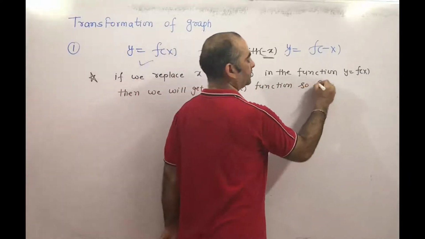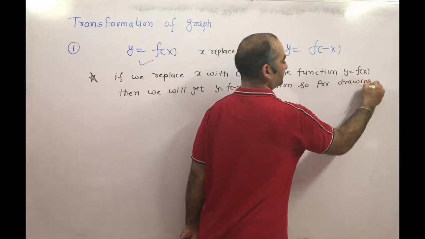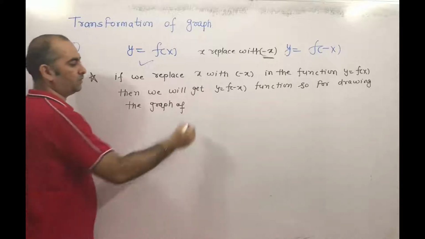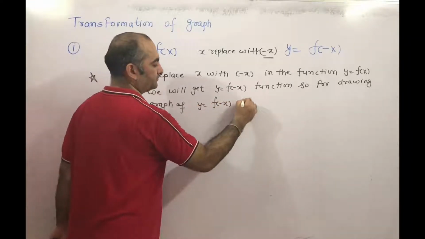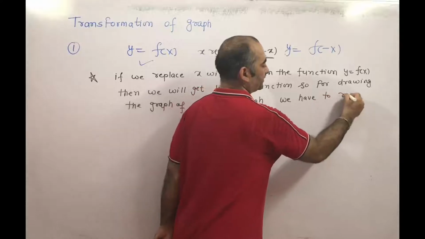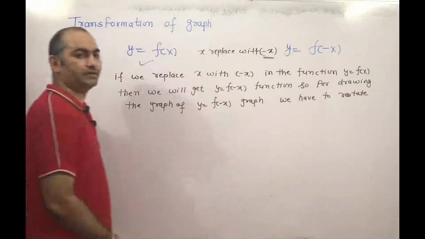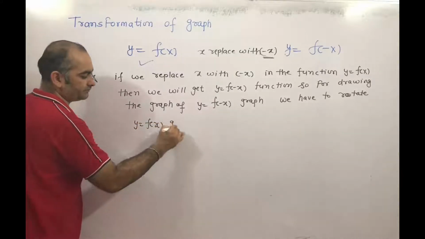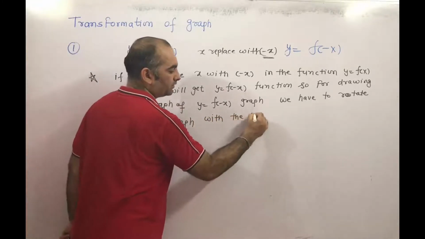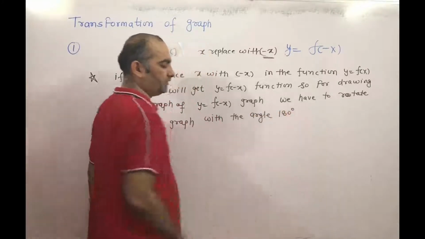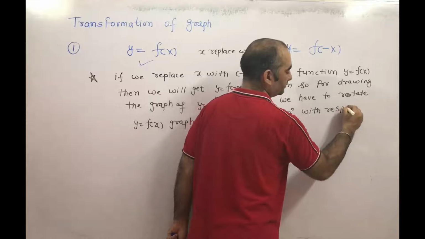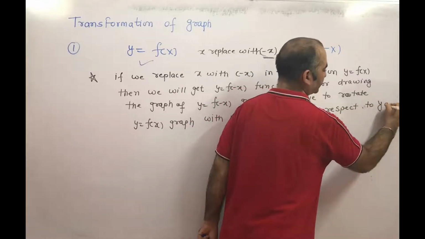So for drawing the graph of y equal to f of minus x, we have to rotate the y equal to f(x) graph through an angle of 180 degrees with respect to the y-axis.